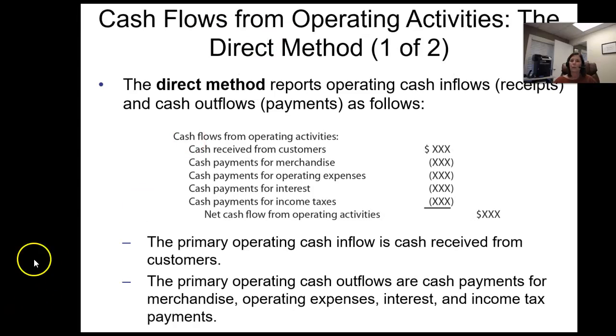And I'm going to just stop this. This is a brief example of the direct method, which we will get into in a different lesson. But the difference between the direct and the indirect method only impacts the operating section of the statement of cash flows. The investing and the financing section are the same, whether we're using the indirect or the direct method. So with the direct method, we look at cash received from customers, cash that was used to pay for merchandise, operating expenses, interest, income taxes, and then that gives us our net cash flow from operating activities.